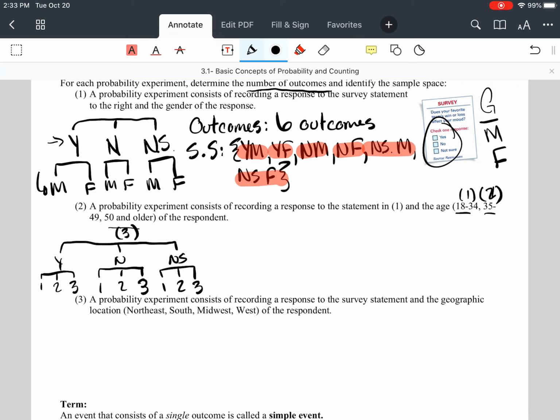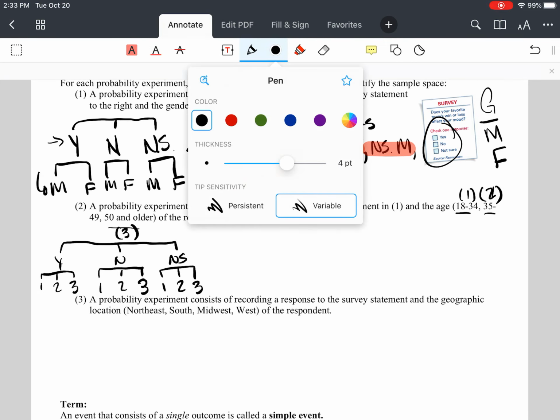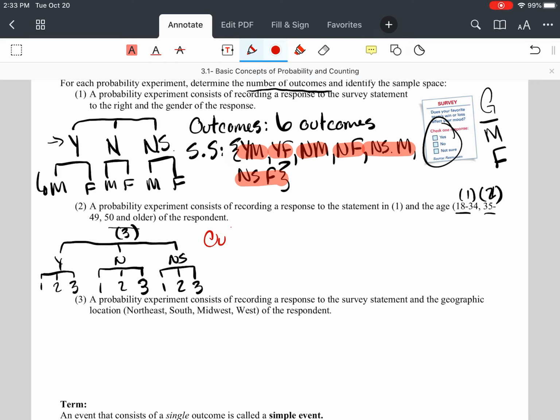Okay, now if we were to look at the number of outcomes here, well, on the bottom row we have 3, 3, and 3, so we have a total of 9 possible outcomes. Okay, and we'll do the same thing with the sample set.